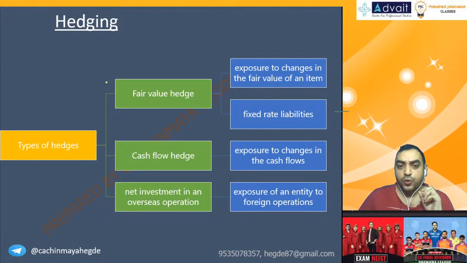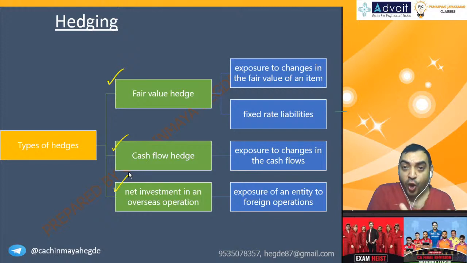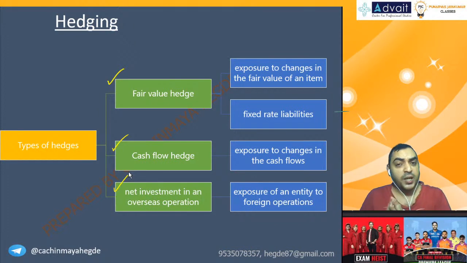So there are three major types: fair value hedge, cash flow hedge, and net investment in a foreign operation. What is a fair value hedge? You are protecting the fair value. For example, you have a portfolio of shares where there is a risk that the price might fall. If the price falls, the portfolio value will reduce. You need a support for it. So you enter into one short sale agreement on index futures. If the portfolio results in loss, this index futures short results in profit. One loss, one profit. Your loss is minimized.